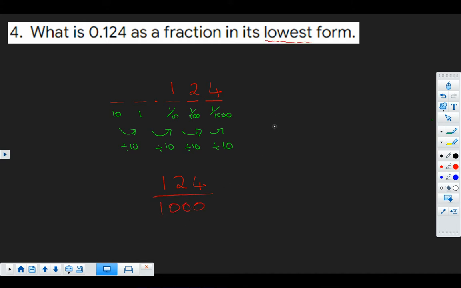I've got to put it in its simplest, or in this instance, the word that's been used is lowest form. So is there anything that goes into 124 and into 1,000? Well, I can see that 2 does. So I'm going to divide both of these by 2. I can see that 2 goes in again, and I can see that because they're both even numbers.